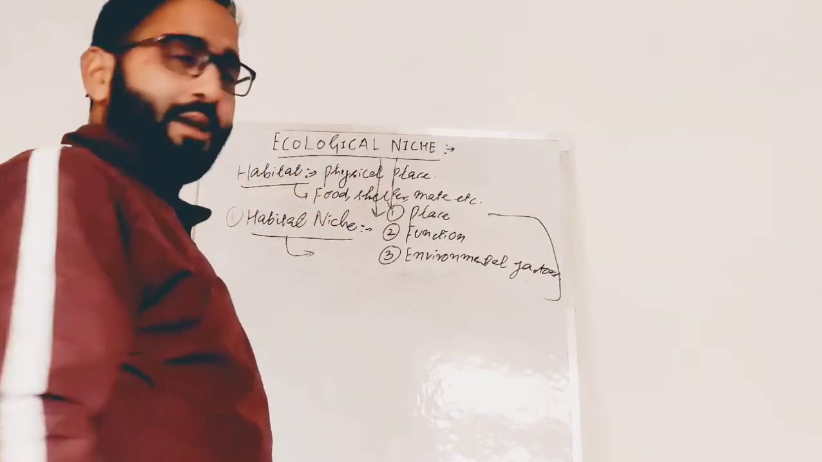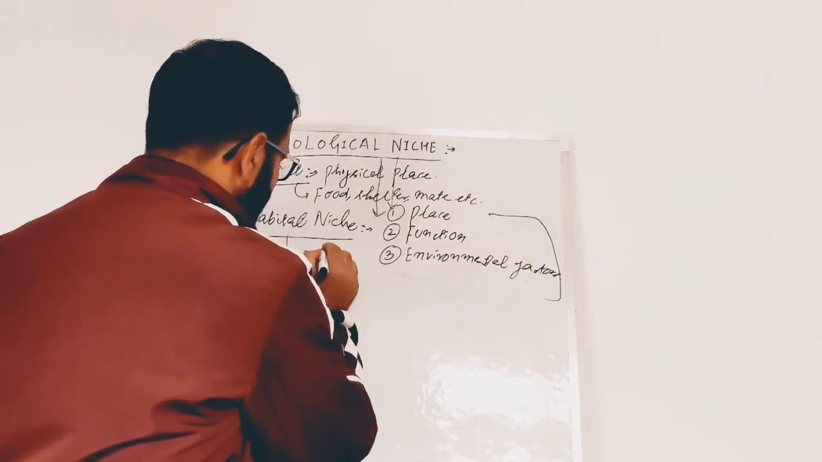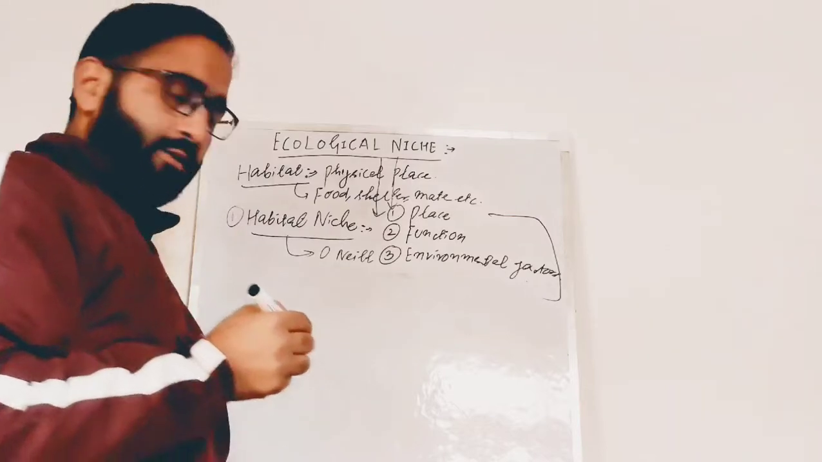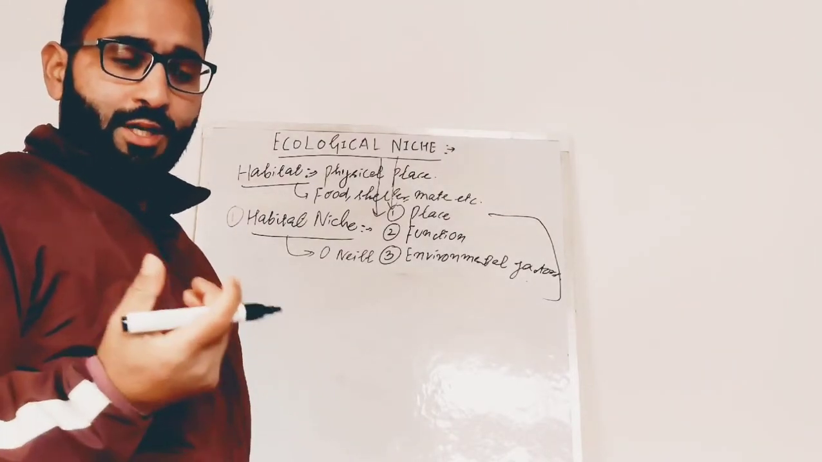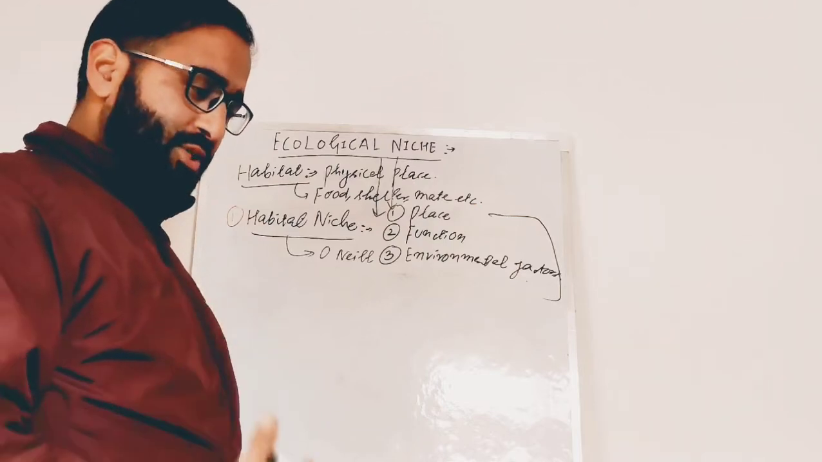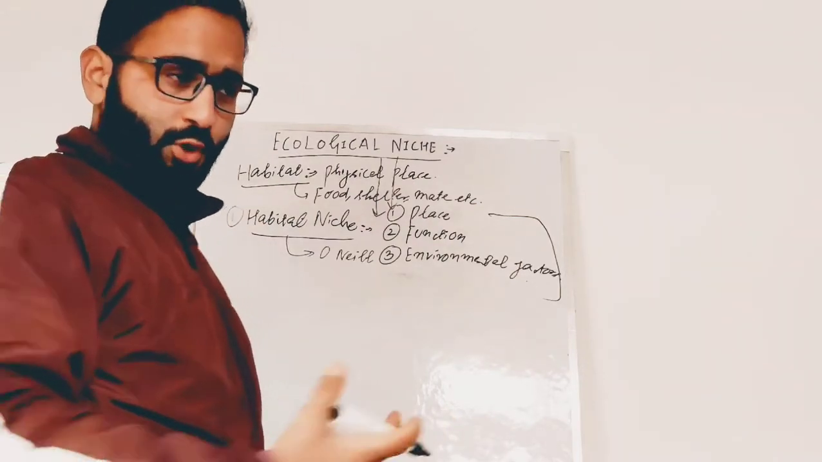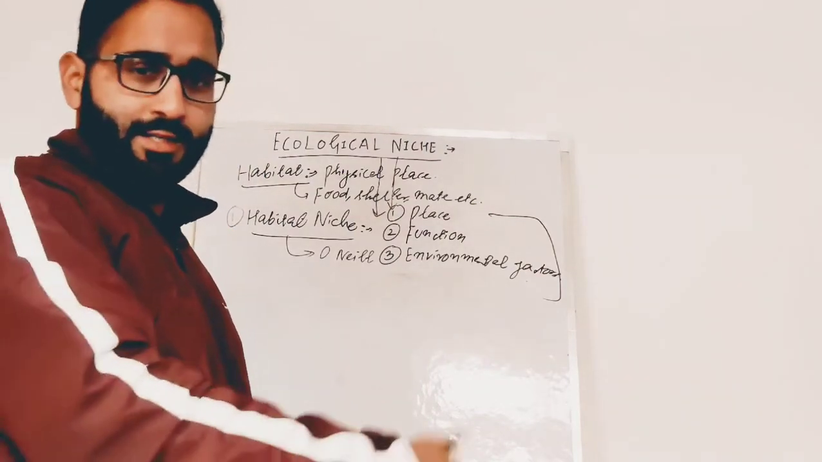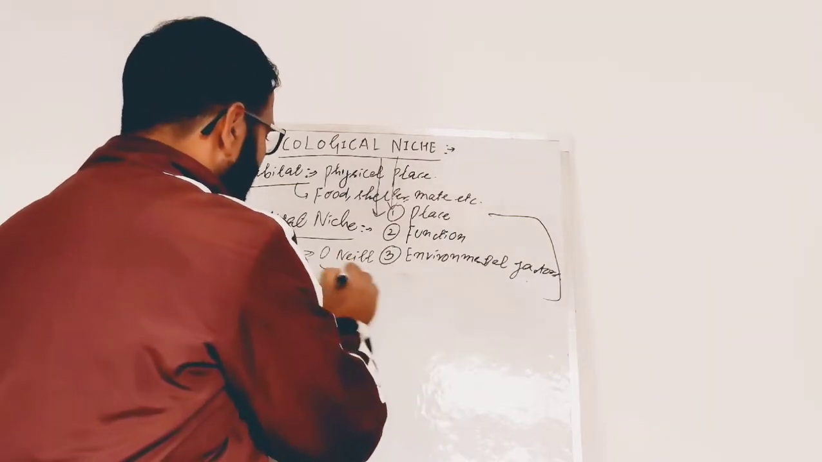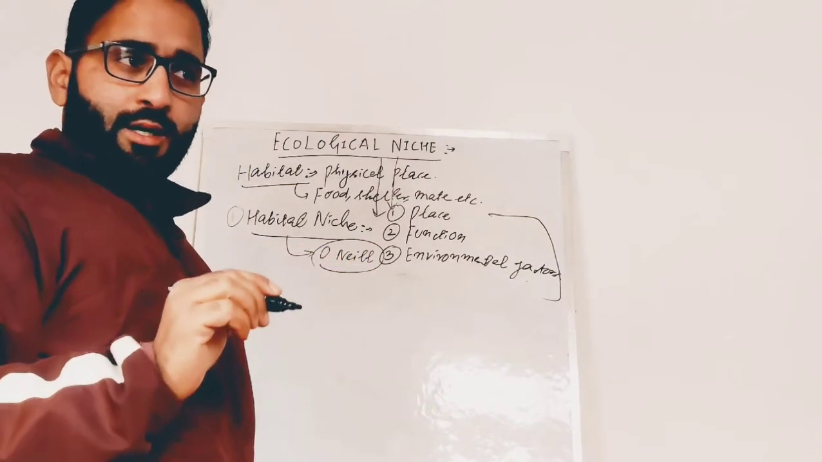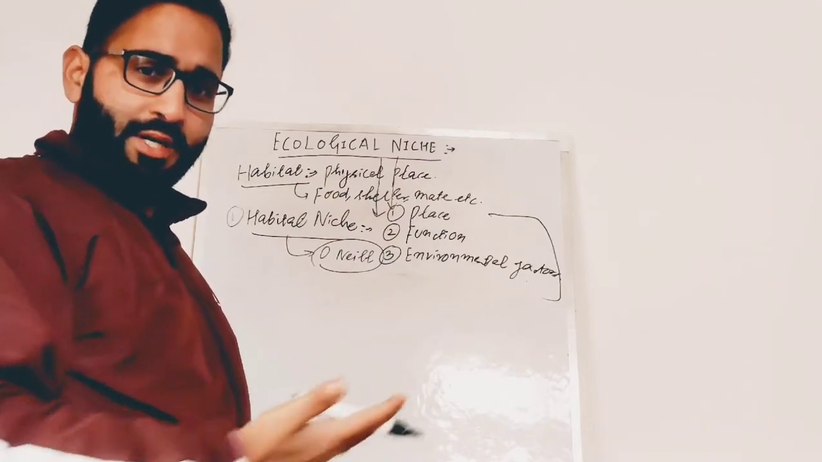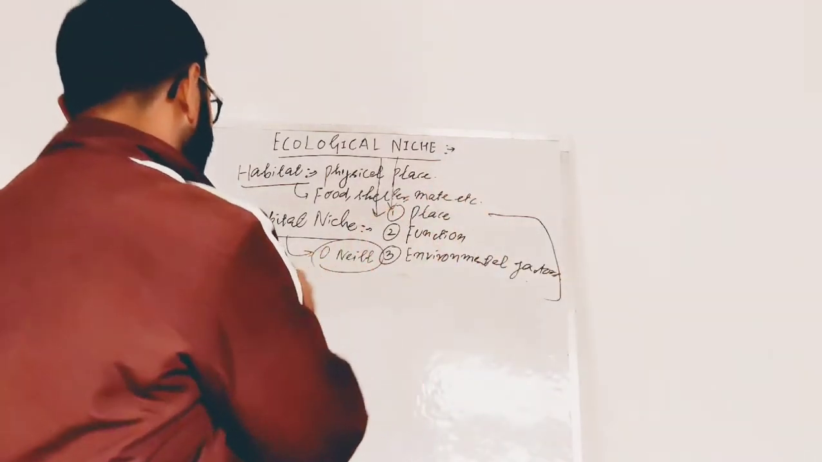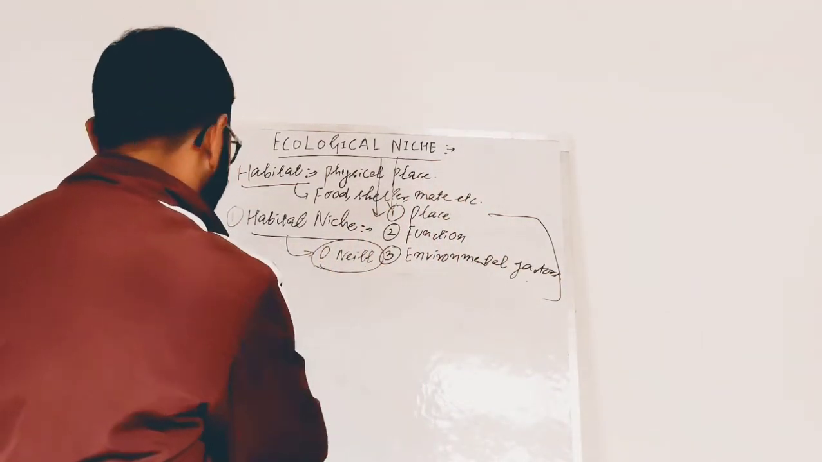One important example of this habitat niche was given by O'Neill. O'Neill found 7 species of millipedes. All these 7 species were found on the ground floor of the forest. Within the ground floor, these species were found on different layers. All these species were performing the same function. They were decomposers, but they were living in the same habitat. Their habitat was the same, or the physical place where they were living was the same.